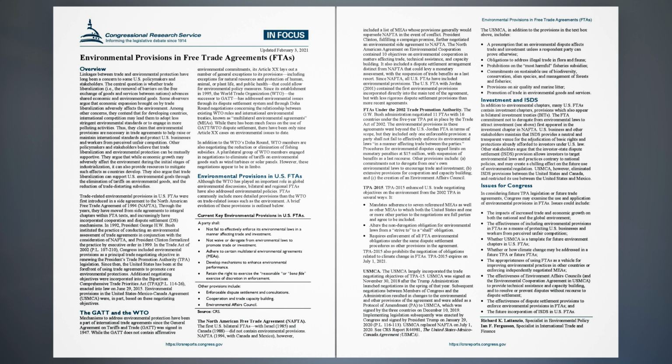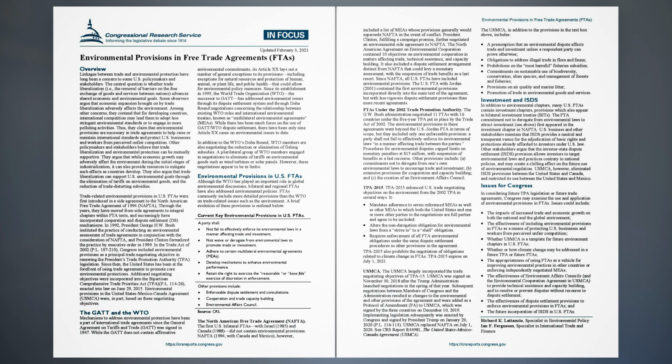TPA 2015. TPA 2015 enhanced U.S. trade negotiating objectives on the environment from the 2002 TPA in several ways. It mandates adherence to 7 referenced MEAs as well as other MEAs to which both the United States and one or more other parties to the negotiations are full parties and agree to be included. It alters the non-derogation obligation for environmental laws from a "strive to" to a "shall" obligation. It requires enforcement of all FTA environmental obligations under the same dispute settlement procedures as other provisions in the agreement. TPA 2015 also prohibits the negotiation of obligations related to climate change in FTAs. TPA 2015 expires on July 1, 2021.